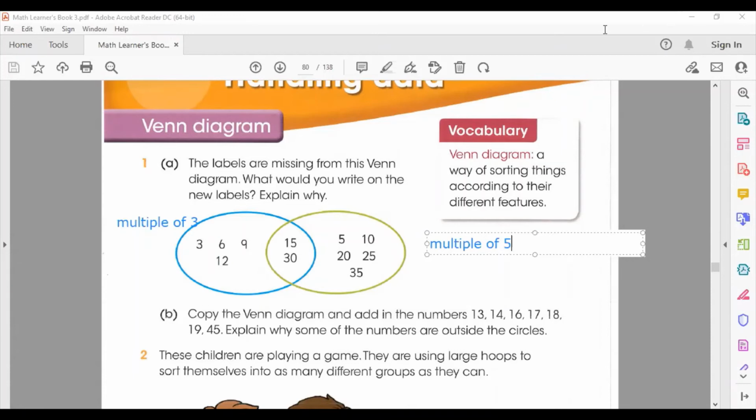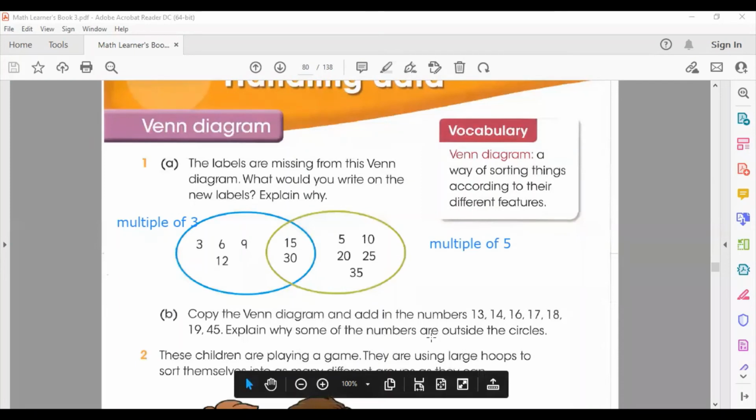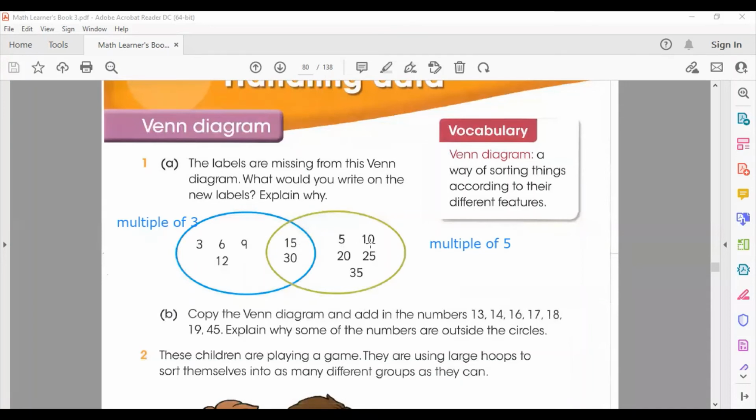Copy the Venn diagram. Copying the Venn diagram and add in the numbers 13, 14, 16, 17, 18, 19, 45. Explain why some of the numbers are outside the circles. Obviously, these numbers we cannot put here. They are not coming in the multiples of 3 or multiples of 5. Only 18 you can say comes in the multiples of 3, so we can put 18 inside. The others, 13, 14, 16, 17, are not in either times table.